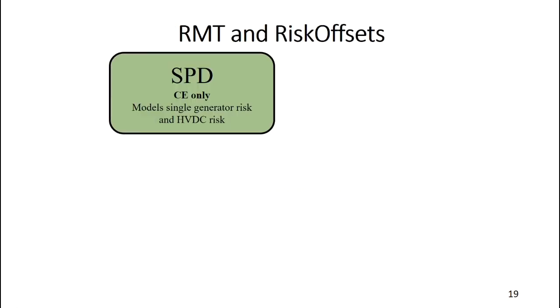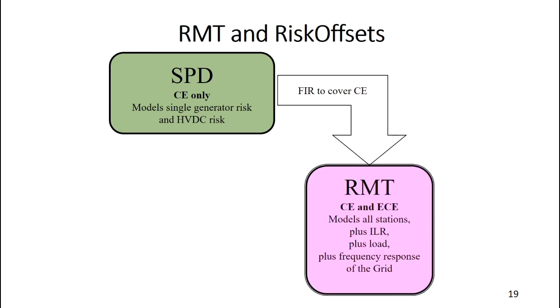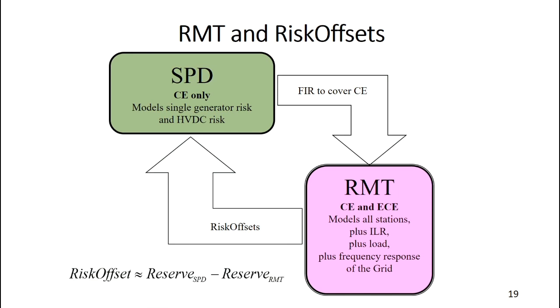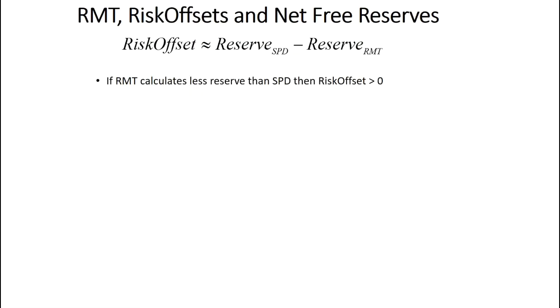So SPD does contingent events, single generator risk, and one pole in the HVDC link, and the amount of FIR that it calculates to cover that is effectively compared to the same numbers coming out of RMT, which considers contingent event and extended contingent event and has that much more detailed modelling. And that comparison is used to produce the risk offsets, which are actually used in the SPD model. Now, risk offsets are actually very simple. It's simply the reserve scheduled by SPD minus the reserve scheduled by RMT. So if RMT calculates less reserve than SPD, then the risk offset's greater than zero, and vice versa.